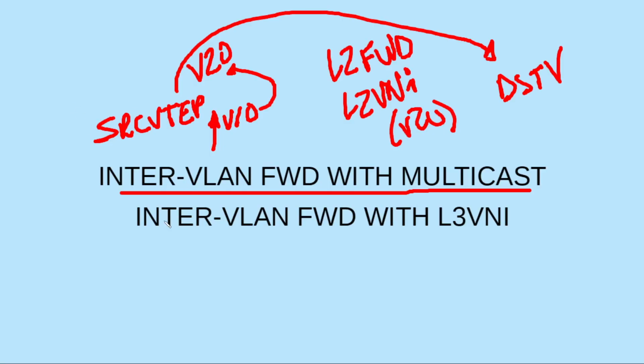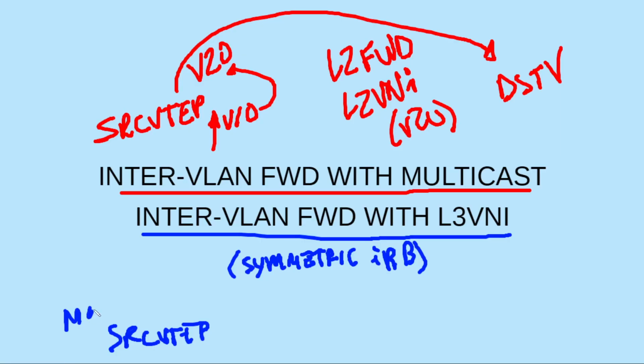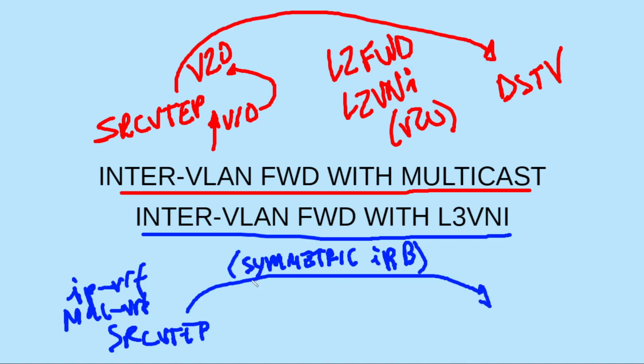We also described how inter-VLAN forwarding works with layer 3 VNIs. In this case, we talked about the symmetric example that is known as symmetric integrated routing and bridging for VXLAN. In this case, the source VTEP is going to perform two lookups, a MAC to VRF lookup, then an IP to VRF lookup. Then it is going to forward this frame using a layer 3 VNI.